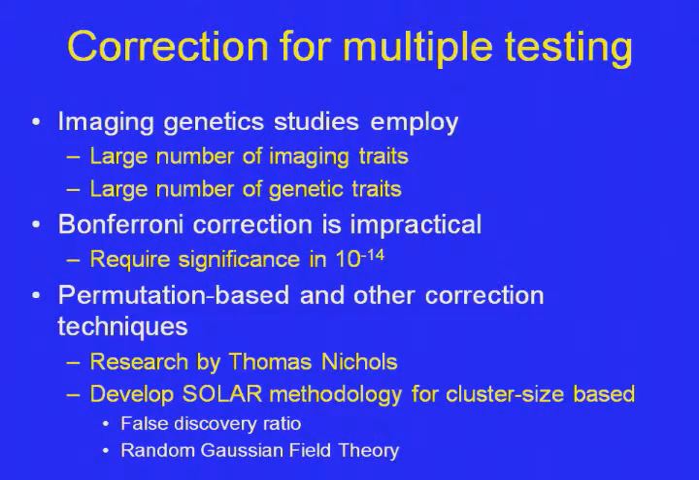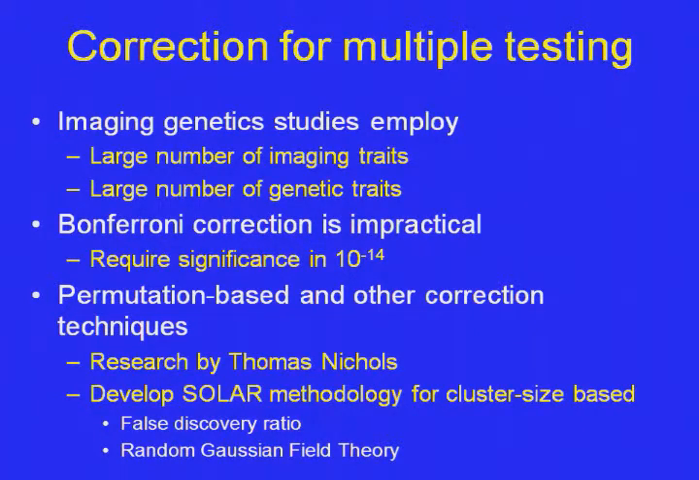An important topic, for which I was hoping that Tom Nichols would be here, but most unfortunately he couldn't, was correction for multiple comparisons, or correction for multiple testing. Imaging genetic studies typically employ a very large number of imaging traits and obviously a very large number of genetic traits. So once you start blindly applying Bonferroni correction for all your traits, you're basically going to reject any potential finding that's less than 10 to the negative 14 in significance.